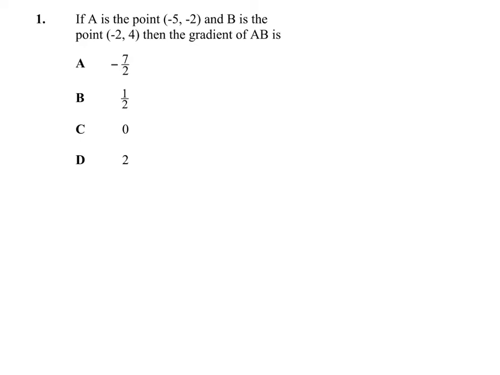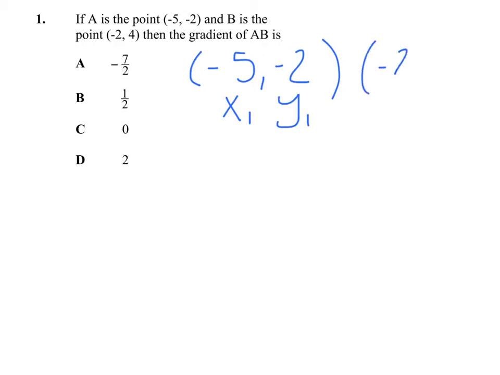Question number 1. If A is the point -5, -2 and B is the point -2, 4, then the gradient of AB is... Well, first thing we want to do is note down the points. So -5, -2. So make that x1 and y1. And the other point, -2, 4, that's x2 and y2. So to find the gradient, we just substitute these into the gradient formula.